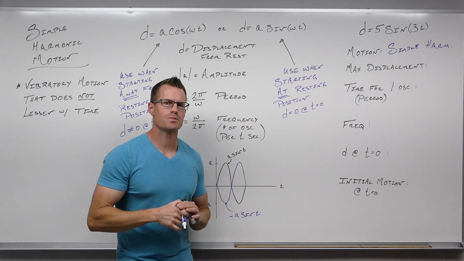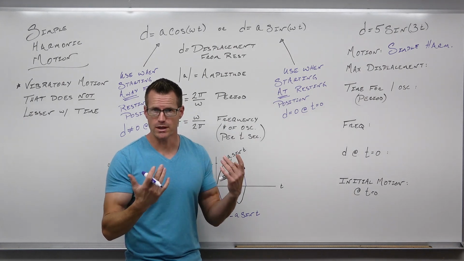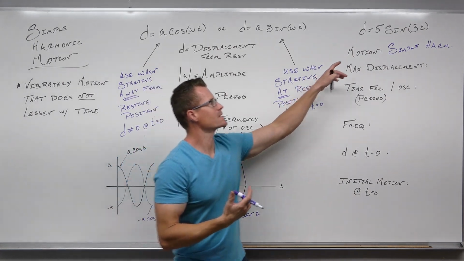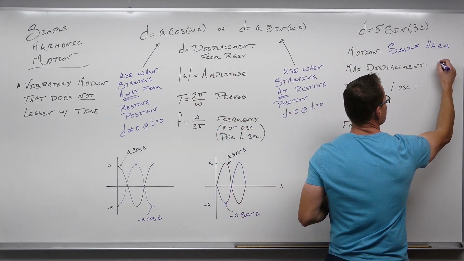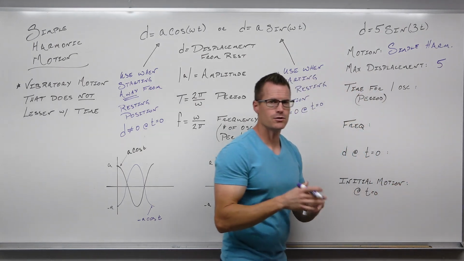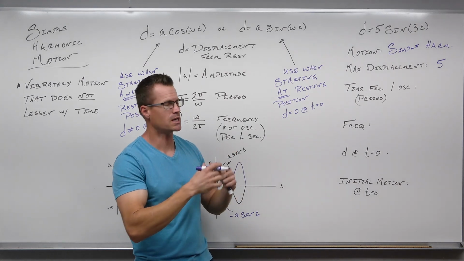How about the maximum displacement? This is also your amplitude. How far does this get away from its resting position? Well, that is always that number in absolute value. So that would be 5. 5 units away from its natural resting position before it started taking motion.